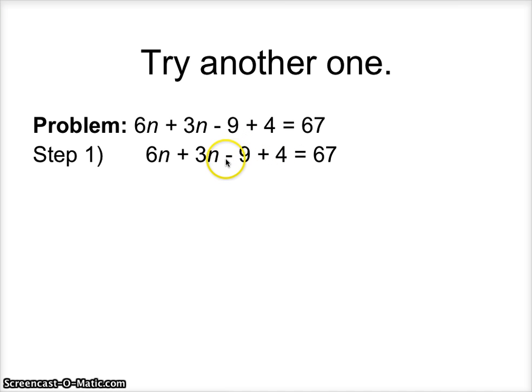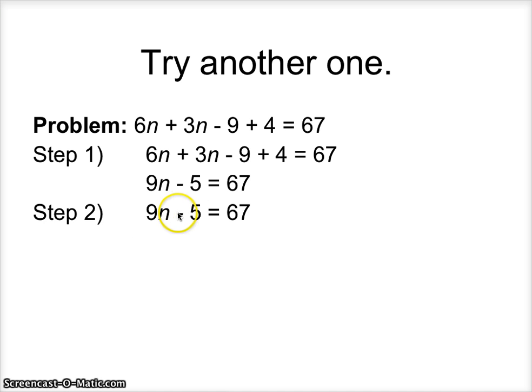plus 4. Well, negative 9 starts negative. Plus 4 gets me closer to 0, but not close enough to actually make it 0 or make it positive. So what I get is 9n minus 5, because negative 9 plus 4 gets me closer to 0, but not all the way, so I get negative 5. All right, step 2. Now I need to get rid of the negative 5.